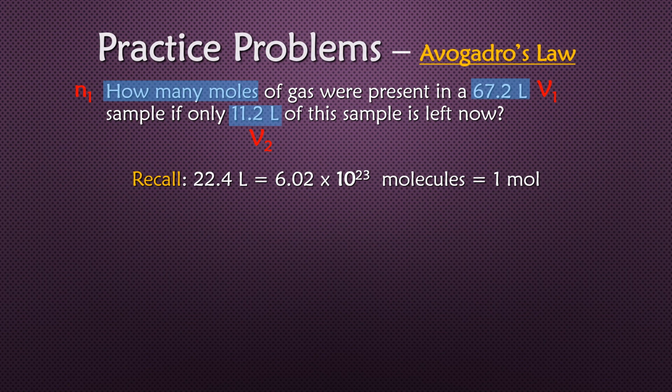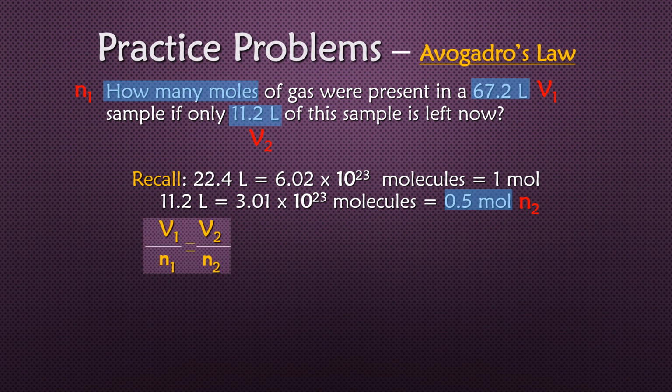So now that we are decreasing this volume to one half, the number of moles is also going to decrease to one half. So if 22.4 liters is equal to 1 mole, then the 11.2 liters in this question is going to equal 0.5 moles. Okay, and there you go. That is our new number of moles, the n2. So now we can plug these numbers into the equation for Avogadro's law.